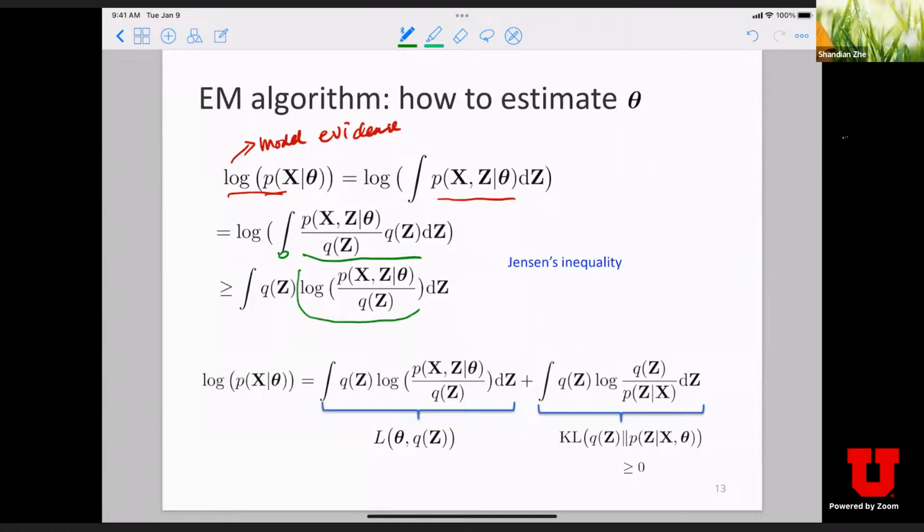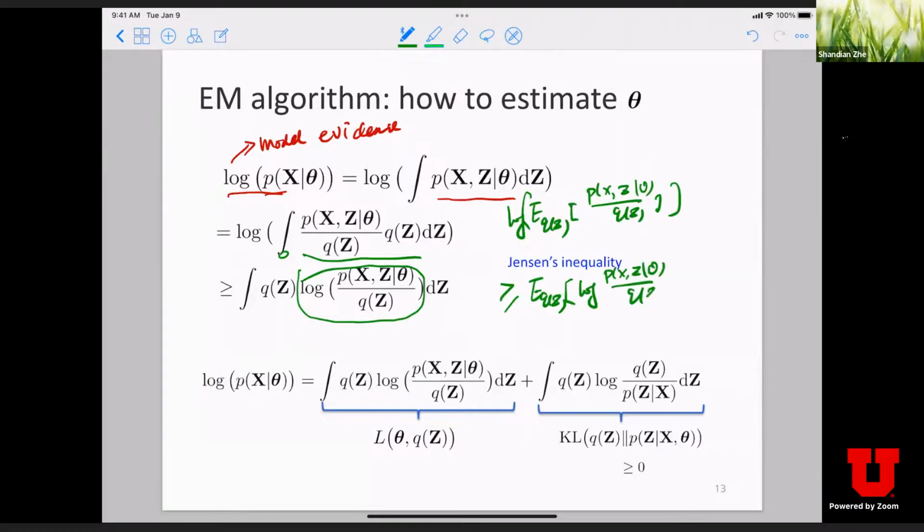So this is what we should put inside the integration. Does it make sense? This just says the logarithm of the expectation over Q of Z is bigger than or equal to the expectation of the logarithm over this fraction. This makes sense, right? It's just one step of applying Jensen's inequality. Any questions so far?